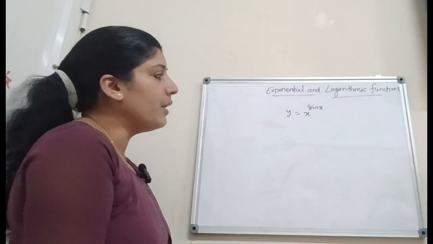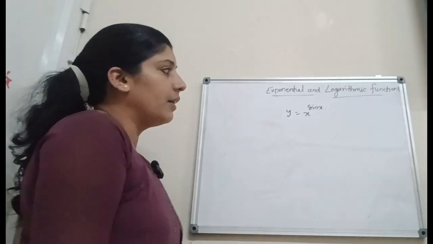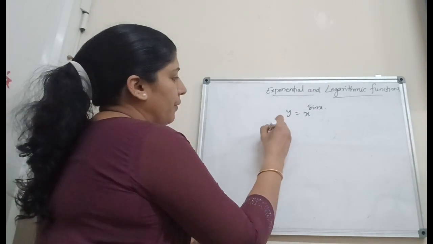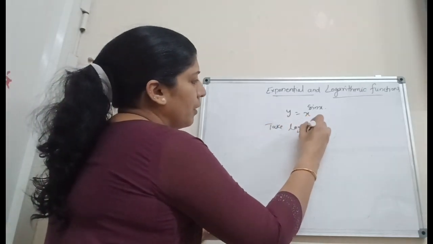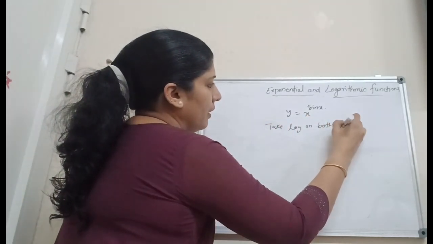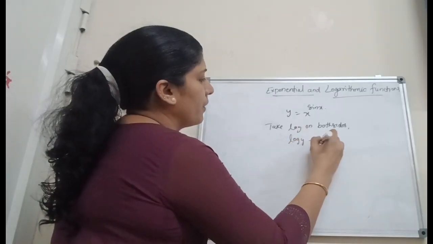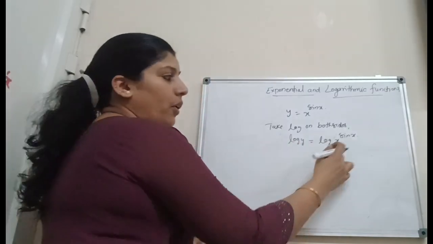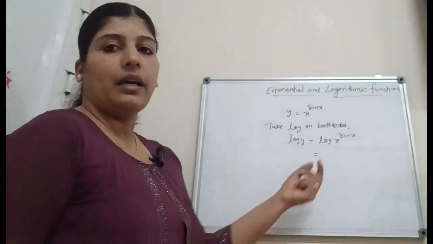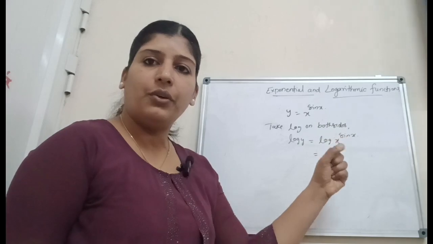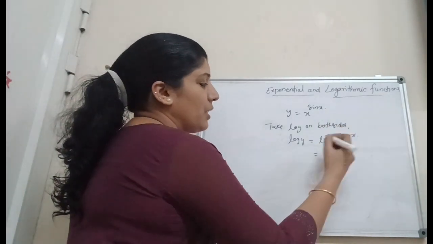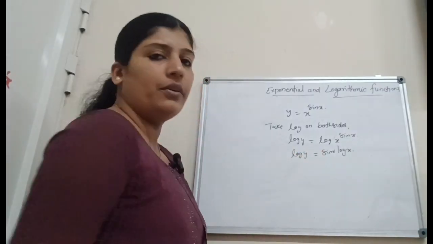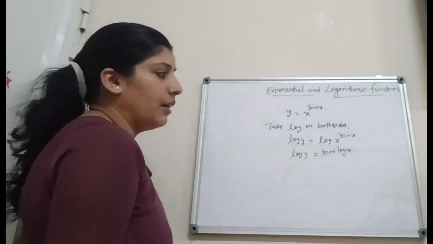Next, consider the question y equal to x raised to sin x. Here we can see the function is of the form function raised to function. Therefore, first we have to take log on both sides. That is log y equal to log x raised to sin x. That is, log x raised to n equal to n log x. Therefore, here log x raised to sin x is sin x log x. That is log y equal to sin x log x.